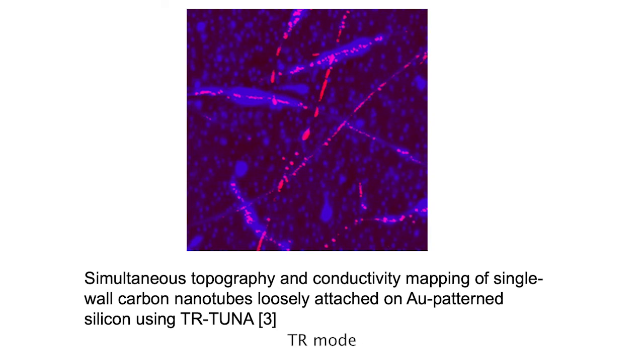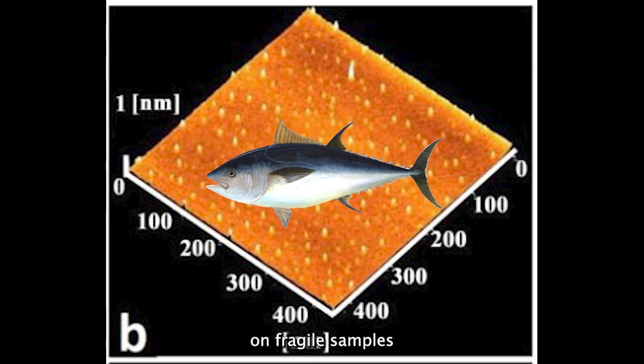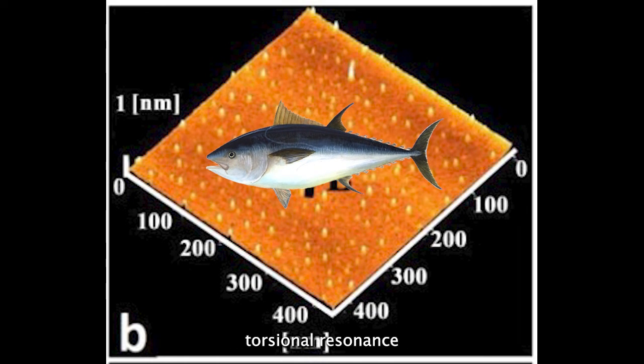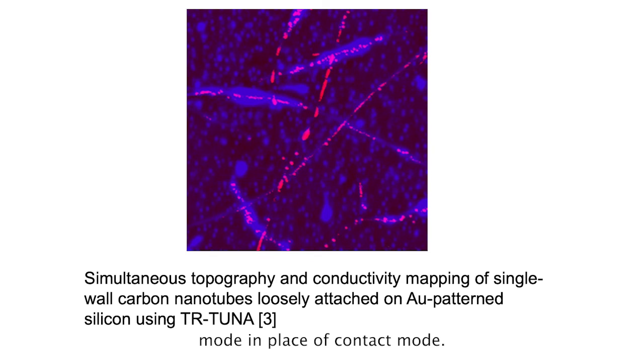And lastly, TR mode can be used with tunneling AFM to create torsional resonance tunneling AFM, or TR-TUNA. Quoted from the Bruker website, torsional resonance TUNA is an enhanced option that allows TUNA to be used on fragile samples by operating torsional resonance mode in place of contact mode. This modification greatly reduces vertical and lateral tip forces on samples while keeping the tip in the near field where TUNA currents can be measured, a capability especially important for polymer, thin film, and nanoelectronics applications.